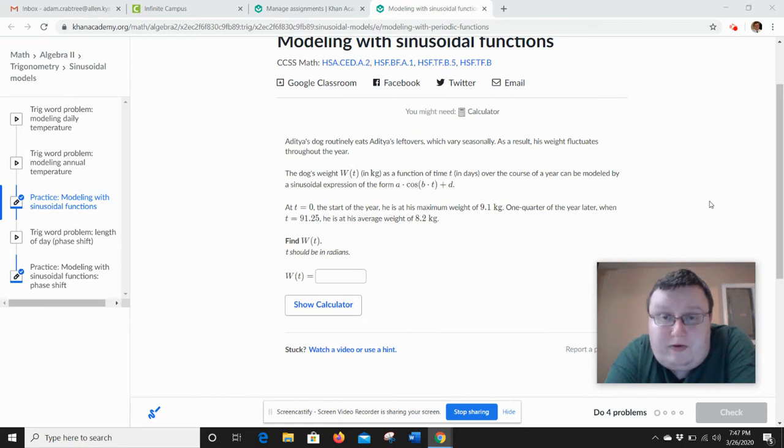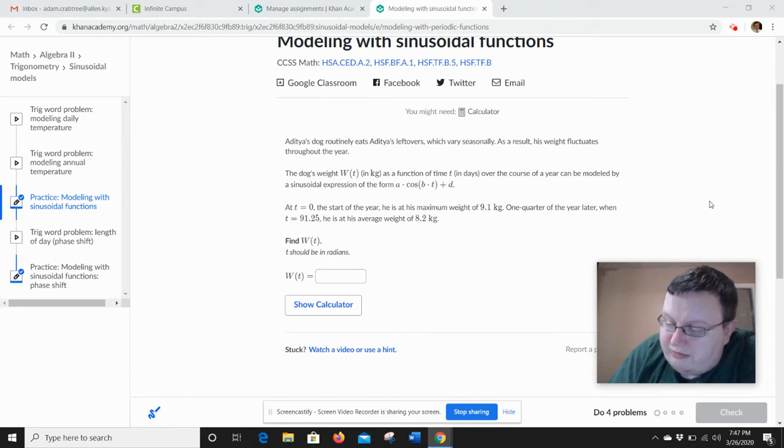Hopefully you're realizing that that should be the middle. Okay, because average signals the middle, as it always has. So if that's the middle, that's the midline. So this is a point where it intersects the midline.